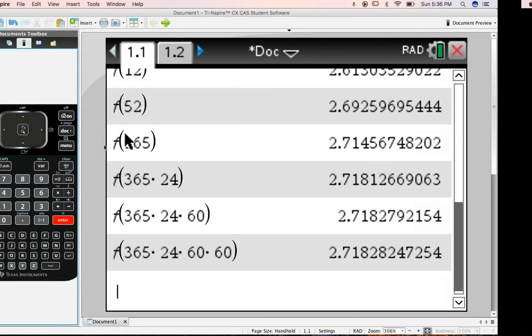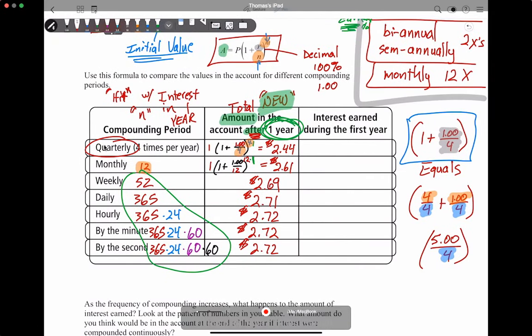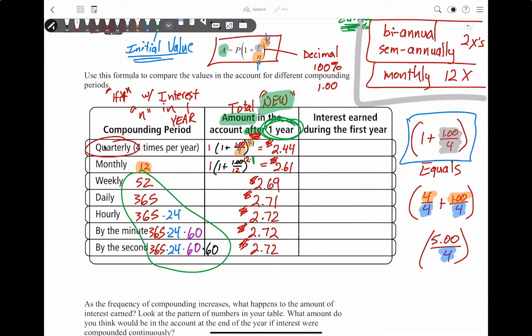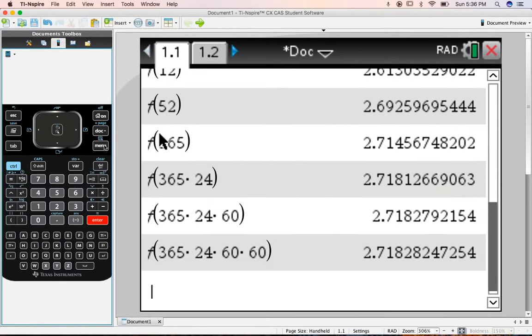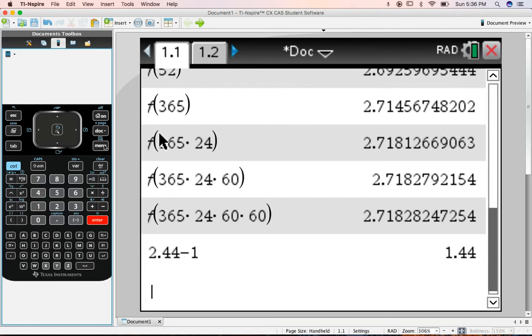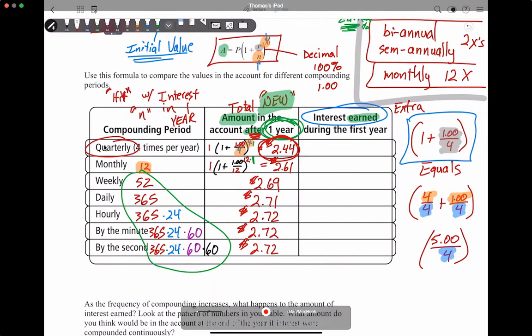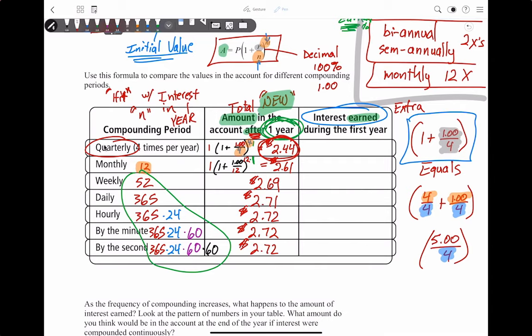Now, if I want to see how much interest was actually earned, what's the extra stuff? All I need to do is find out this total minus what I started with. So this total that says $2.44 is what I had after the end of the first year. All I'm going to do is 2.44, and I'm going to subtract the $1 that I started off with. So how much money did I make? This is how much I made. I made $1.44.